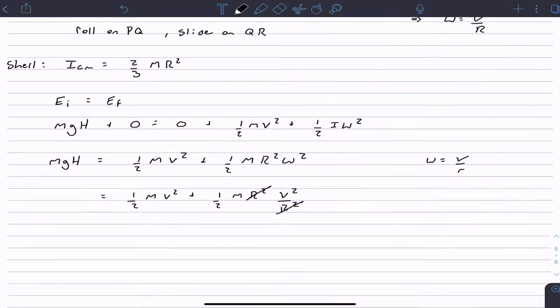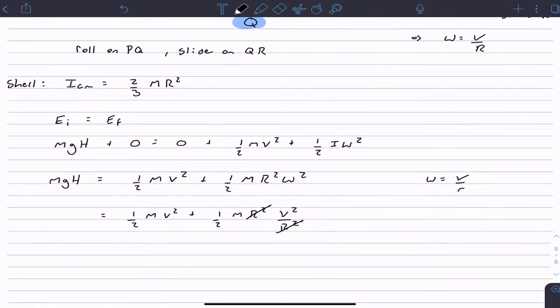Oh, it looks as though I have forgotten to write something down. I forgot to include 2/3 in my rotational inertia. So notice here, initial energy, final energy, I have my rotational inertia. This should be 2/3 mr squared, but I have neglected to write that down. Okay, so now we have 1/3.